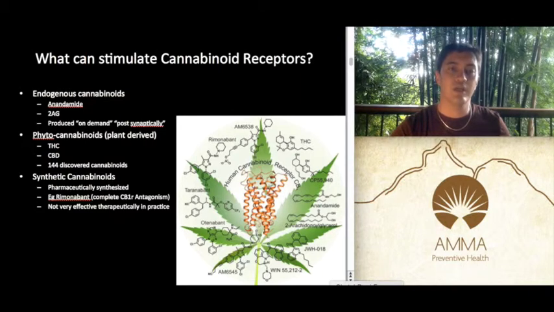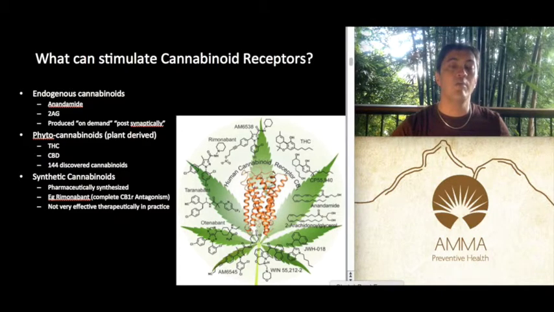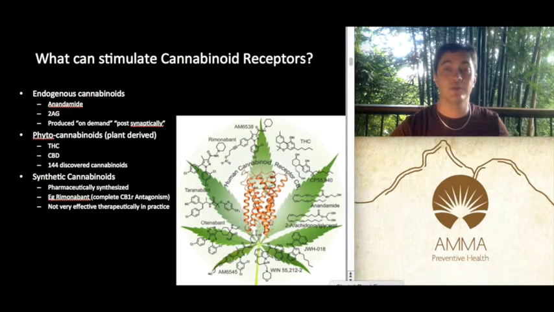Phytocannabinoids are plant-derived cannabinoids. These include the well-known tetrahydrocannabinol or THC and cannabidiol or CBD, though there are over 144 discovered cannabinoids. Additionally, cannabinoid receptors can be stimulated by synthetic cannabinoids. These are pharmaceutically synthesized, but I find they're not very effective therapeutically in clinical practice because they don't have the fine level of finesse or modulatory ability of phytocannabinoids with their variable receptor agonism.